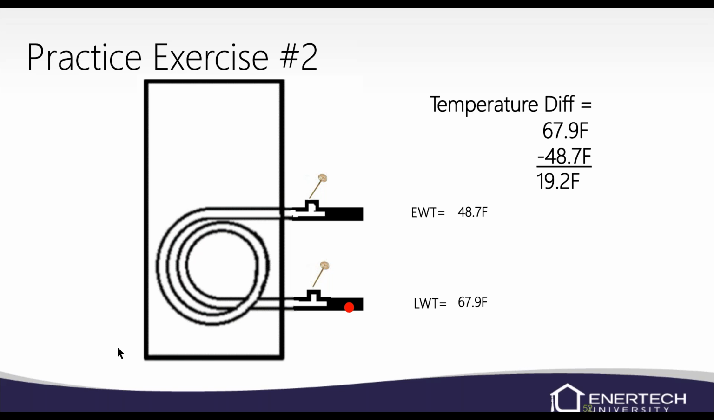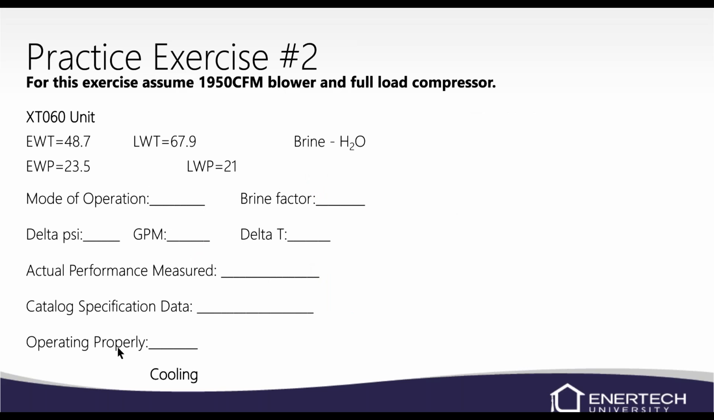Now, again, we're coming in at 48.7 and we're leaving at 67.9. So our temperature of our water entering is lower than what we're leaving. So we're actually picking up heat from the home and putting it back out into the loop field, or getting rid of it. So we're in cooling mode in this example. The brine factor for straight water, H2O, is 500. We had a pressure drop of 2.5.